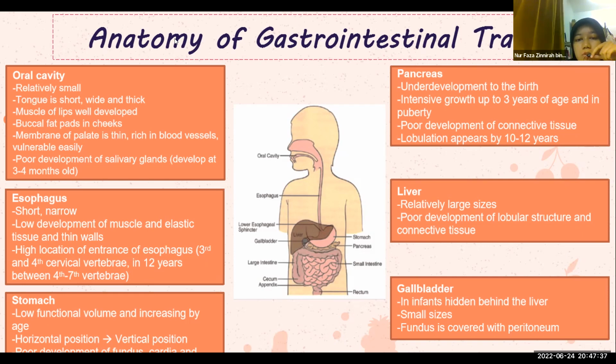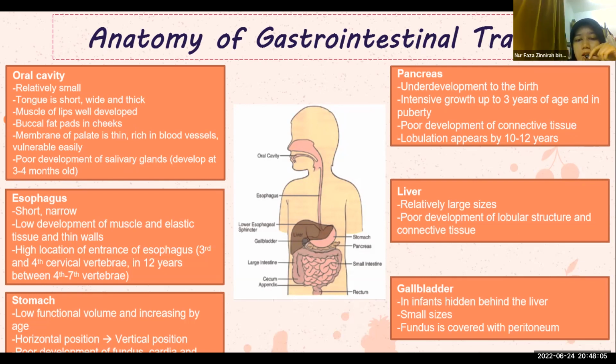The membrane of the mouth is also thin, reaching the blood vessels, so it is easily vulnerable. And they have a poor development of the salivary glands, which will develop at 3 to 4 months old. And then in children, they have a short and also narrow esophagus with low development of the muscle and elastic tissue. The entrance of the esophagus is also highly located between the third and fourth cervical vertebra, and by 12 years old, it is located between 4 to 7 vertebra.